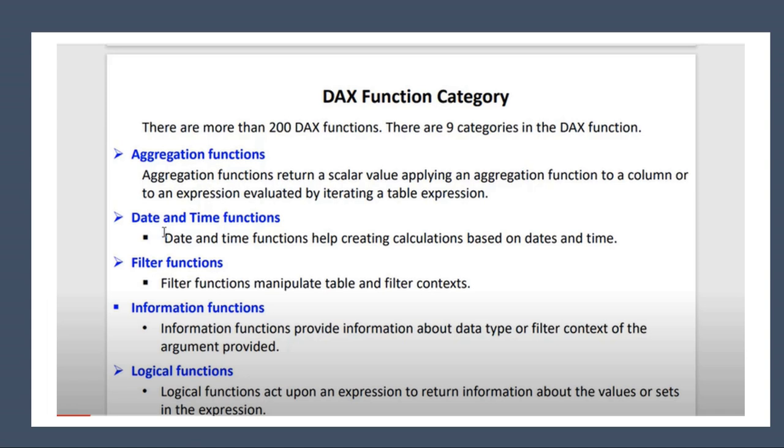Now, there are a few DAX function categories. There are more than 200 DAX functions which are divided into 9 categories in DAX. Number 1, aggregate functions. Aggregate functions apply a scalar value or a single value by applying an aggregation to a column or an expression evaluated by a table expression, like sum or max. If you use sum, what will it do? It will sum the entire column and give us a single scalar value.